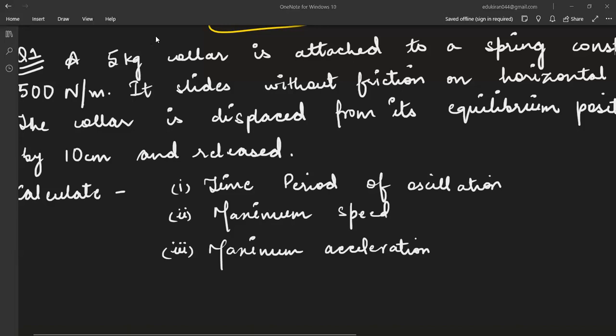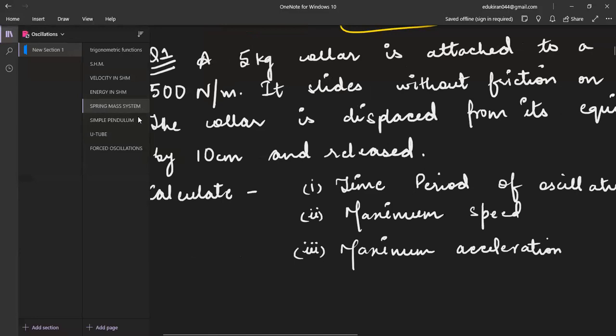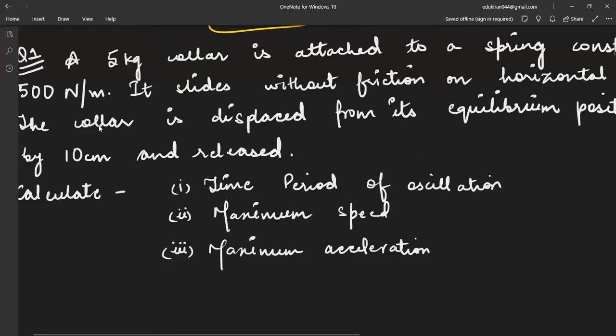See, this says that a 5 kg collar is attached to a spring constant. Now this is talking about spring constant. Spring constant means the spring factor is the constant of the spring mass system. That's why the term spring constant is being used. Spring factor is a bigger term, a bigger umbrella. Under that umbrella, you have smaller terms for different systems, like the simple pendulum system, the spring mass system, the U-shaped tube. These systems are included in your syllabus. Apart from this, you have lots of materials also.